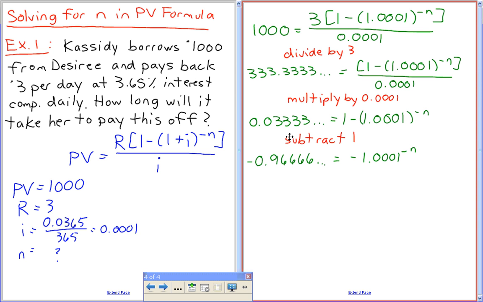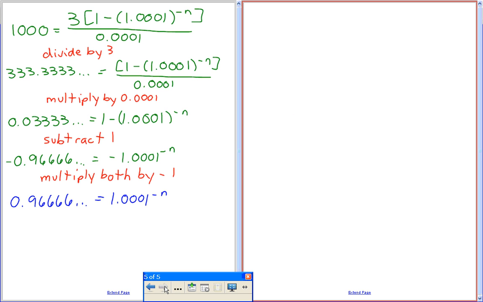We're going to multiply both by negative 1. And that's not cheating because we're doing the same thing to both sides. All of a sudden now we have positive. Okay. That's magical. Well, I think it's magical.